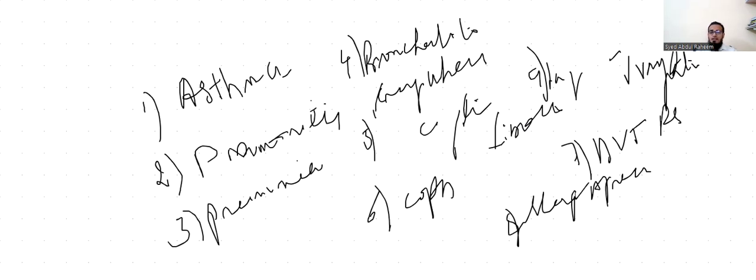Okay, others like lung abscess, or nothing but lung cancer, we'll talk about lung cancer in oncology. Okay, here not. We'll discuss oncology separately in detail. Okay, here we only talk about the general diseases. Okay, so let's start with asthma.